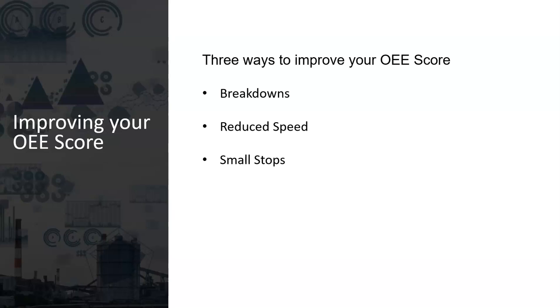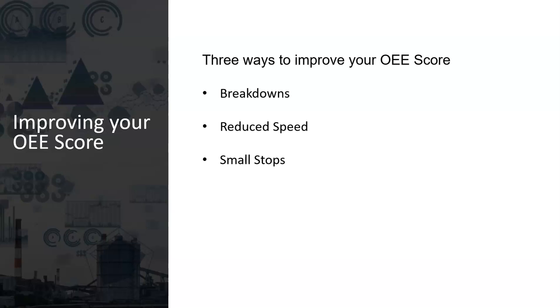Reduced speed. The human eye can only pick up on so much. It's hard to tell if a machine is operating at 100% or 92%. OEE will tell you when your assets are running at less than the maximum speed. With this data at your fingertips, you can find trends and make the necessary improvements to bump that number up closer to 100%.